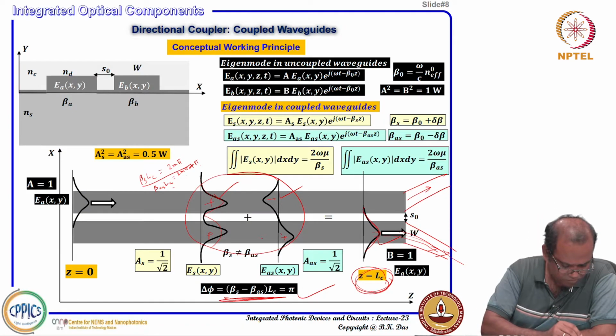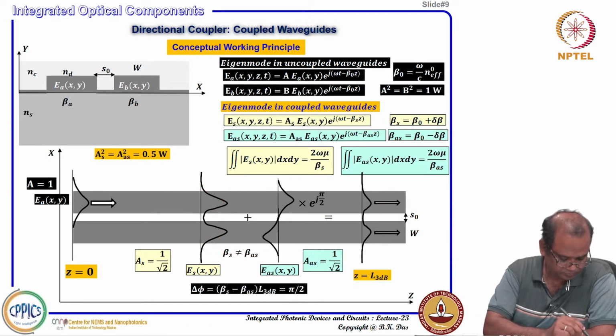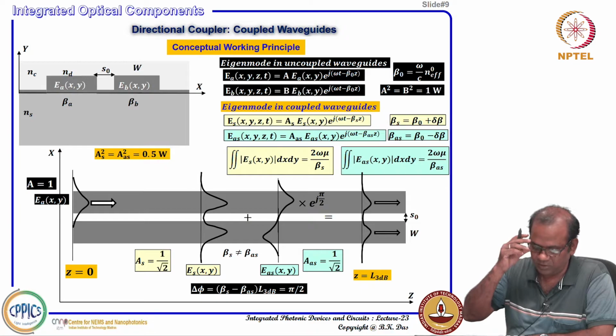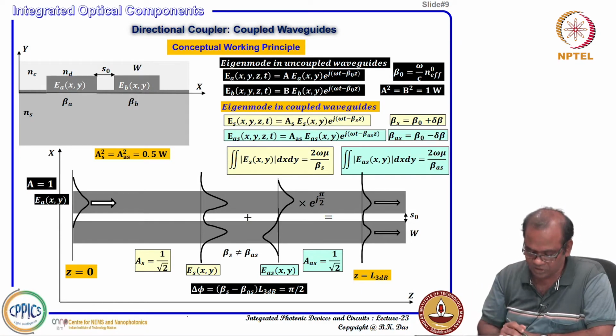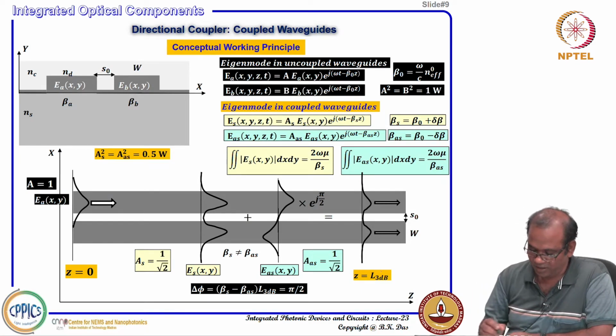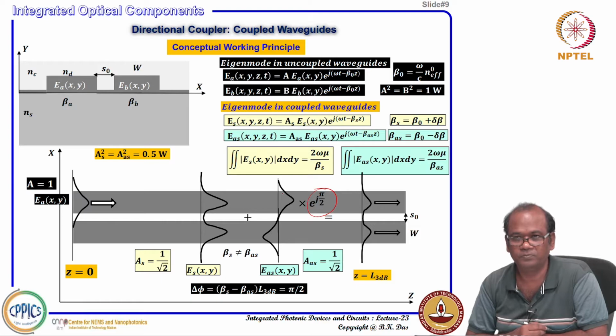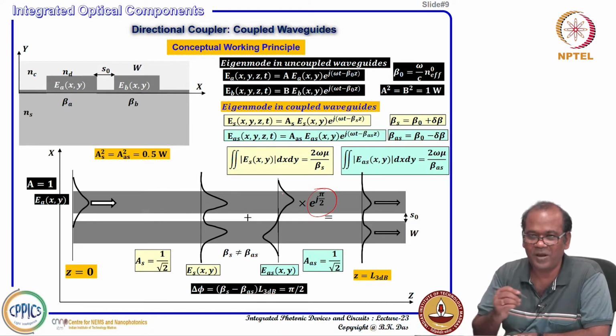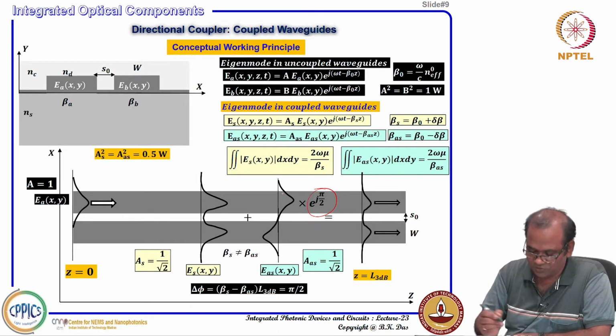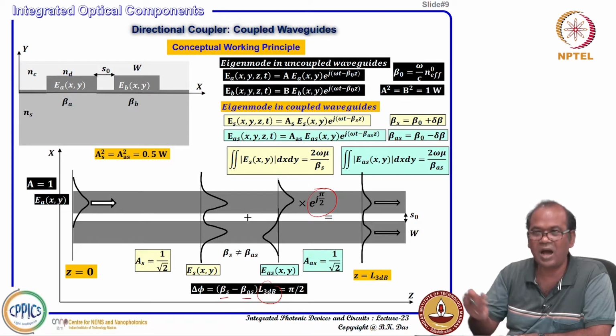Okay. Now see, instead of a pi phase shift, if you allow a distance such that their phase difference is e to the power j pi by 2, not pi, pi by 2, what is the difference? Beta S minus beta AS times L is pi by 2 instead of pi. That means just half the length.